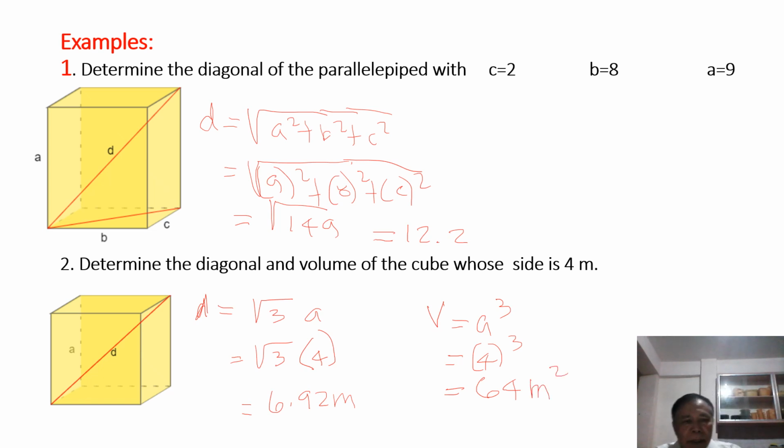So these are the uses of the two formulas in finding diagonals for the cube and parallelepiped. And how to derive those formulas, you have the derivations, and once a problem concerns a diagonal, you can use the formula directly.